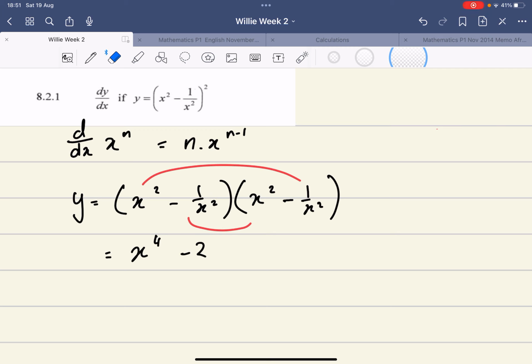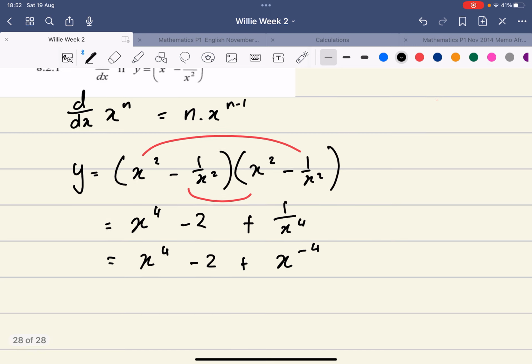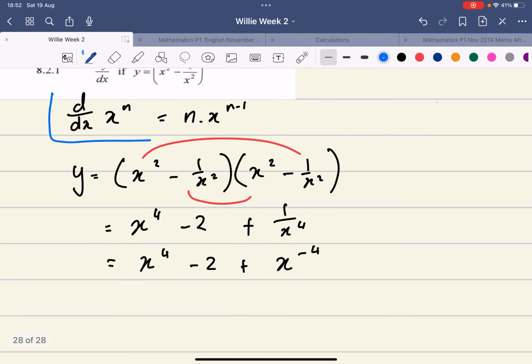And then minus 1 over x squared multiplied by minus 1 over x squared is going to give us plus, because we're multiplying a minus and a minus, plus 1 over x to the power 4. And then just a bit further simplification: x to the 4 minus 2 plus x to the minus 4. Okay, so now we've got it in a form where we can use our exponent rule.